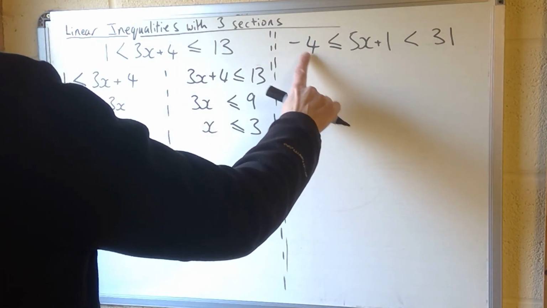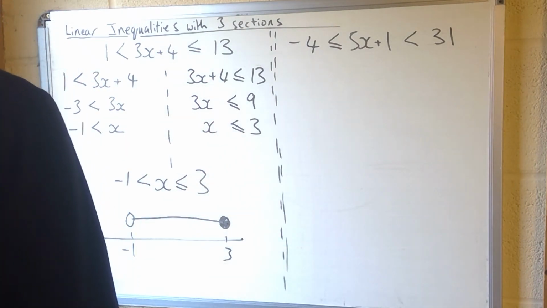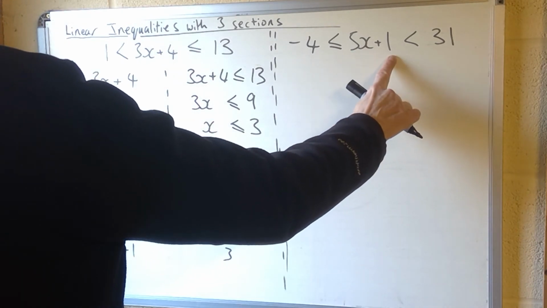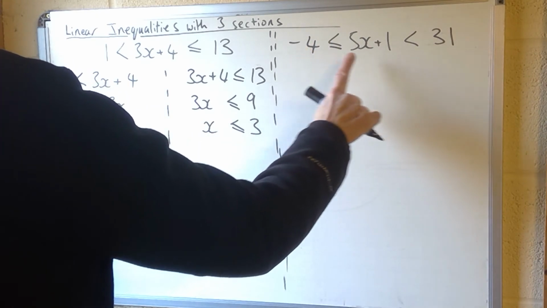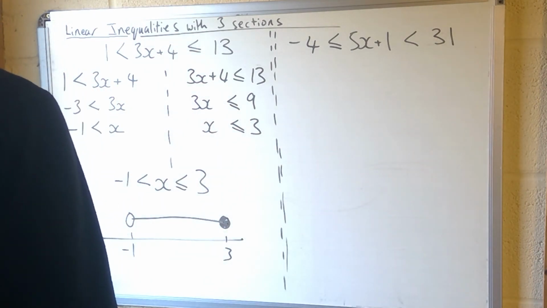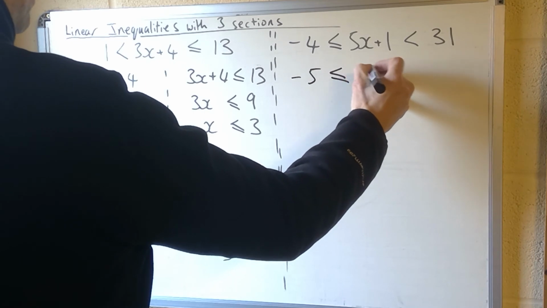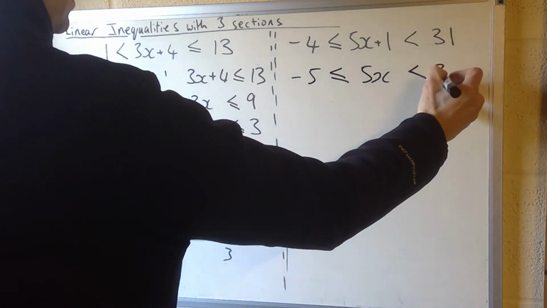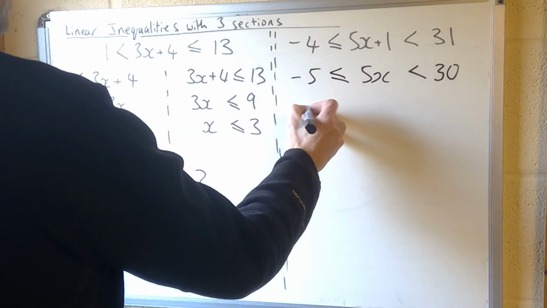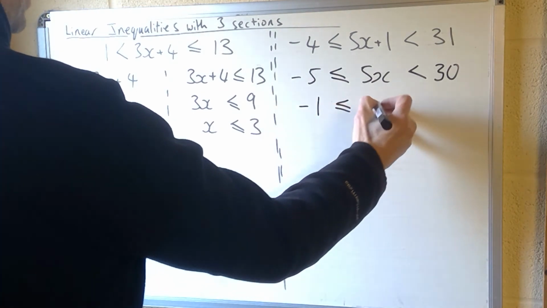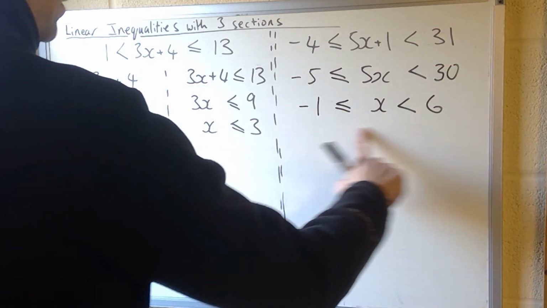So I've got negative 4 is less than or equal to 5x plus 1, which is less than 31. So remember, the aim is to get x isolated. So the first thing I'm going to do is subtract 1. And I'm going to subtract 1 from all three parts of the inequality. So I'm going to have negative 5 is less than or equal to 5x, less than 30. Then if I divide through by 5, I get negative 1 is less than or equal to x, which is less than 6. So I've got the solution all at once.